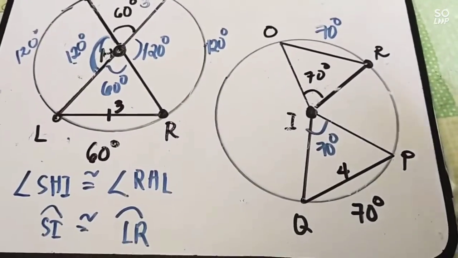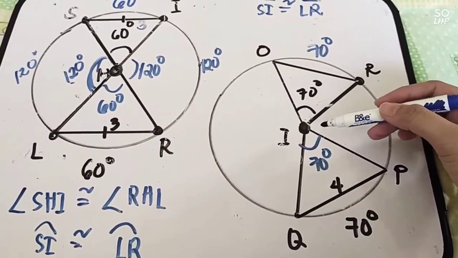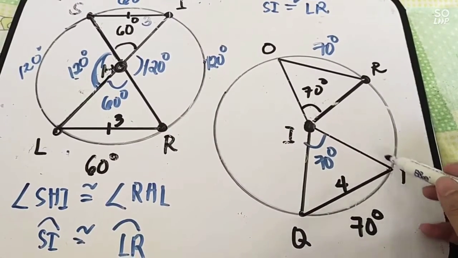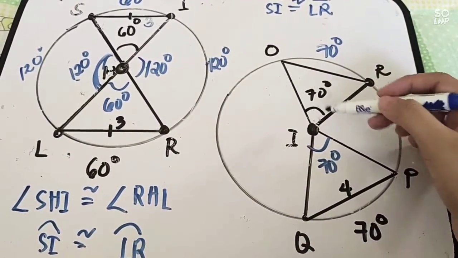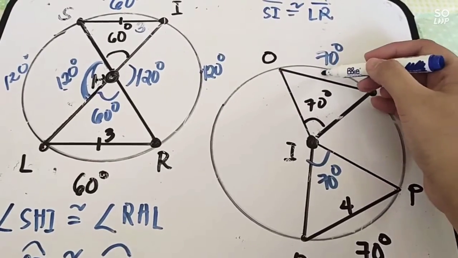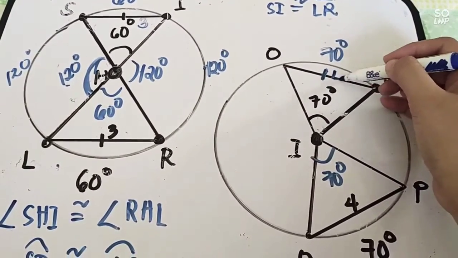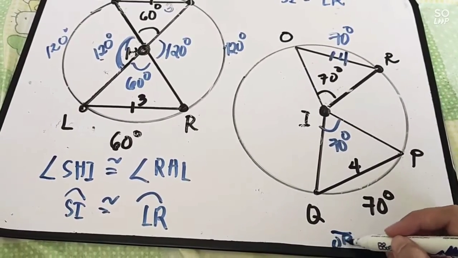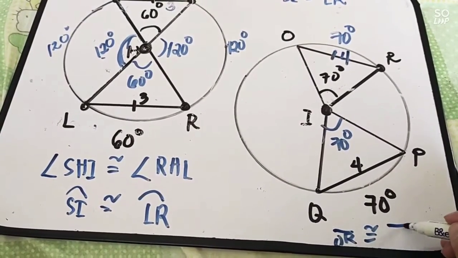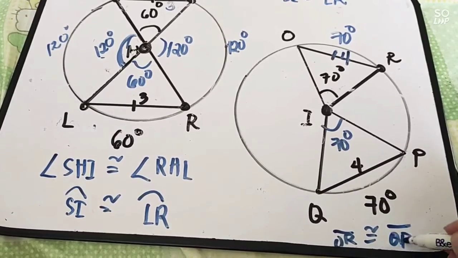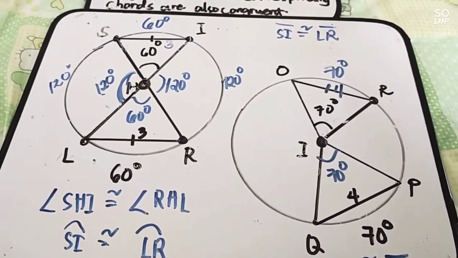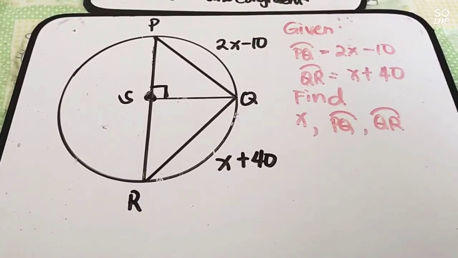Next, we have here circle I. It says this measurement is 4. And the central angles are congruent. Therefore, the missing chord here is also 4. Okay? So, line segment COR is congruent to line segment QP. They have the same measurement. Is it clear?